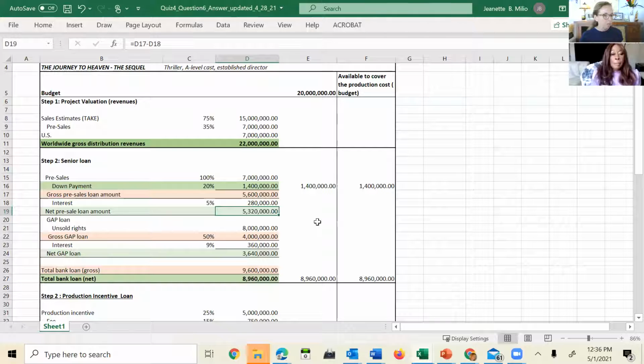That's it. The gap loan, we have the unsold rights of $8 million because we're looking at what are the sales estimates, how much have we sold, and we're deducting what we sold. What we're left with is what we still can sell, and that is called unsold rights. $8 million worth. The bank will only give us $4 million because they only ever give us half. So that's why the gross gap loan is $4 million. We're now paying an interest, 9%, 360,000.